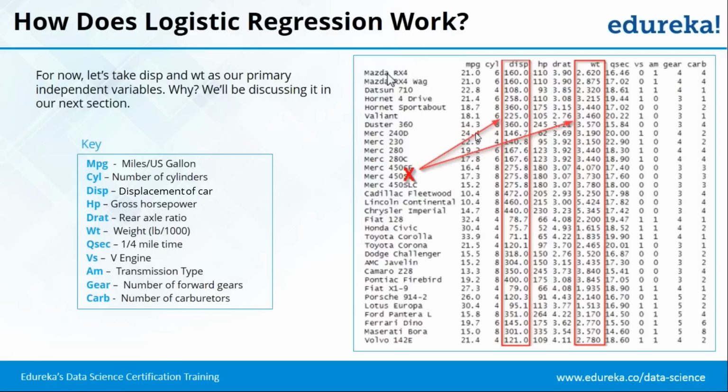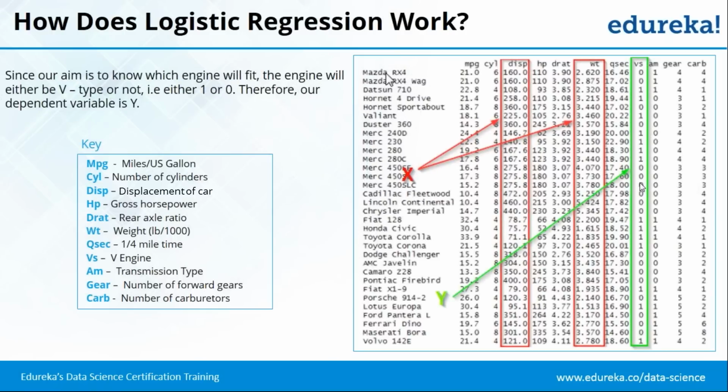While creating the model, we'll be feeding in only these two values out of the whole data set, and we'll be predicting Y. What is Y? Y is basically VS. So we'll be predicting VS based on these two values. DISP is the displacement of the car, and WT is the weight of the car. Based on displacement and weight, we will predict whether our car will have a VS engine or a straight engine. Now let's see how we will do that.